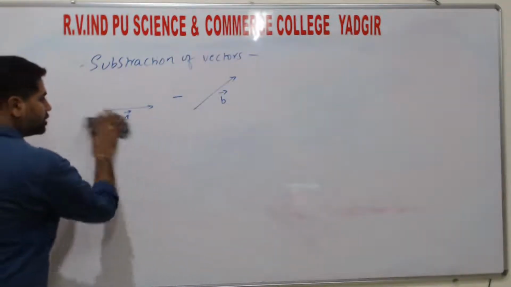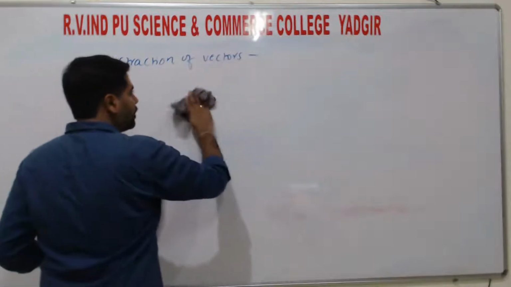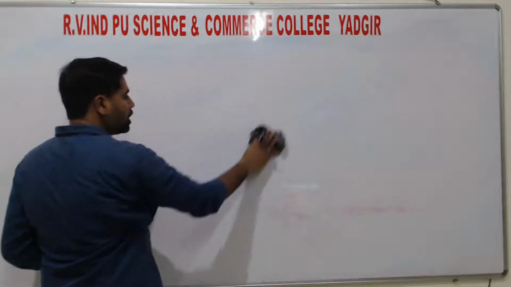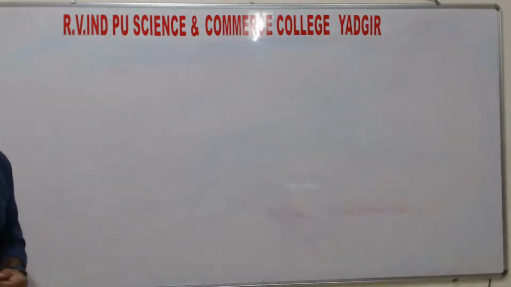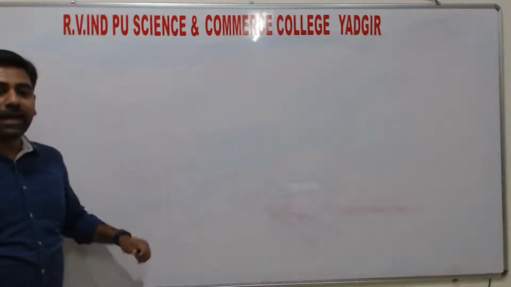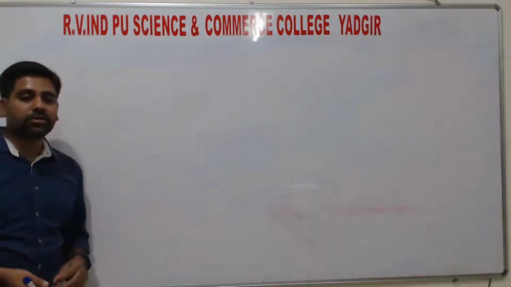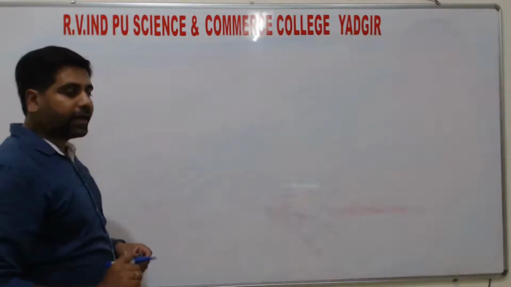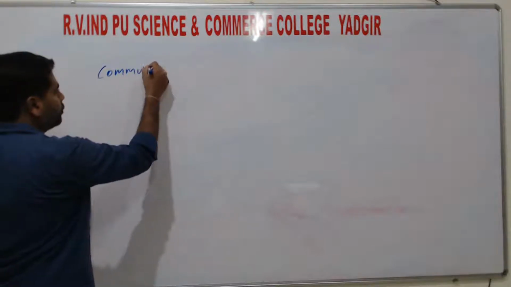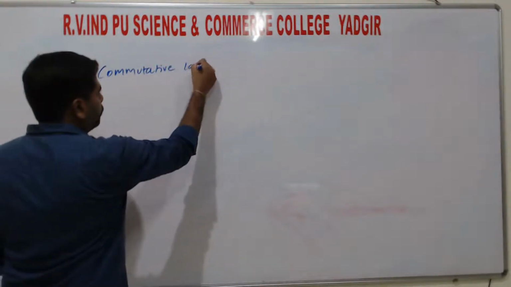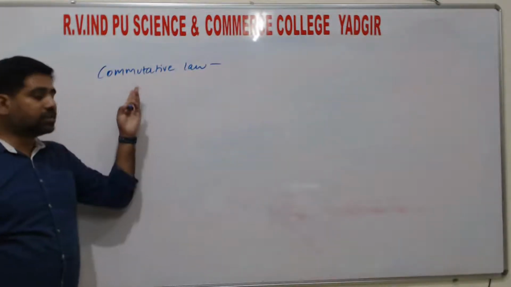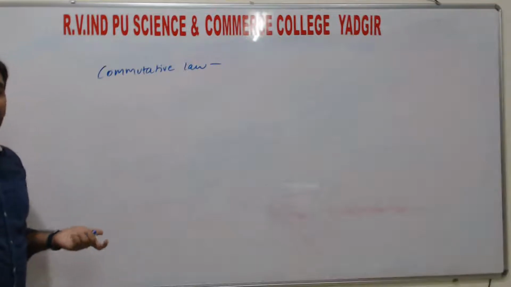Addition of vectors follows the laws, that is, it follows the commutative law and also the associative law. The addition of vectors follows the commutative law, that is, vector A plus vector B is equal to vector B plus vector A, that gives the commutative law. So vector addition follows two laws, one is the commutative law and another one is the associative law.